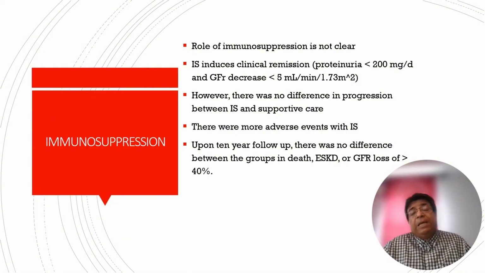Role of immunosuppression is not clear. The immunosuppression does induce clinical remission, which means proteinuria less than 250 milligrams per day, and GFR decrease less than 5 milliliters per minute per body surface area. However, there was no difference in progression between immunosuppression and supportive care, and there were more adverse events with immunosuppression. And upon 10-year follow-up, there was no difference between the groups in death, end-stage renal disease, or GFR loss of greater than 40%.